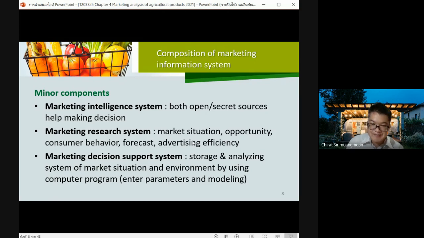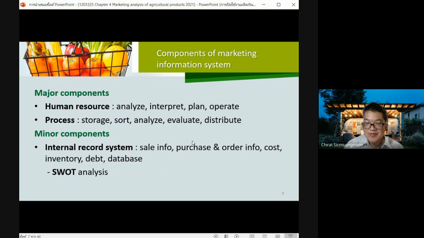So in conclusion again, the marketing decision support system is actually a subunit of the process. This one is used for seeing the result when you enter some parameters into the program, then you model it. So this is all for the subunits in the process of the marketing information system.